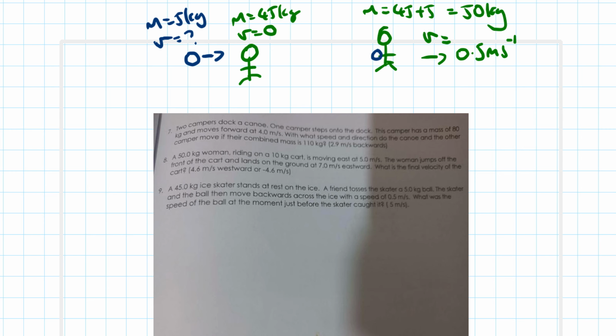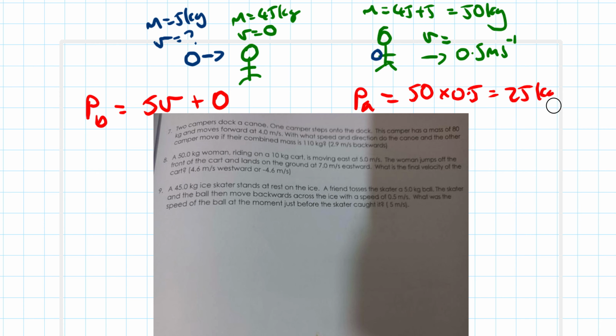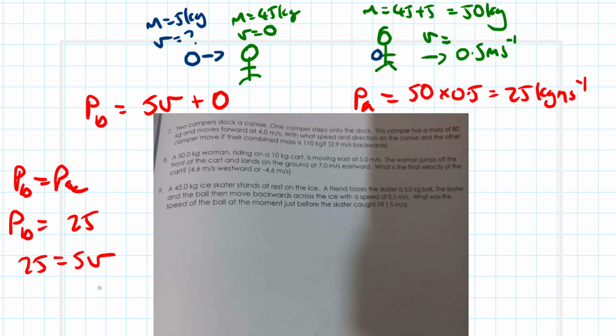So here we're going to then find. We know that the momentum before is equal to 5 times v plus 0, because the person is stationary. And then momentum afterwards is equal to 50 times 0.5, which is equal to 25 kilograms meter per second. So momentum before is equal to momentum afterwards, so momentum before must equal 25. So 25 is equal to 5v. So then from here, v is equal to 5 meters per second.